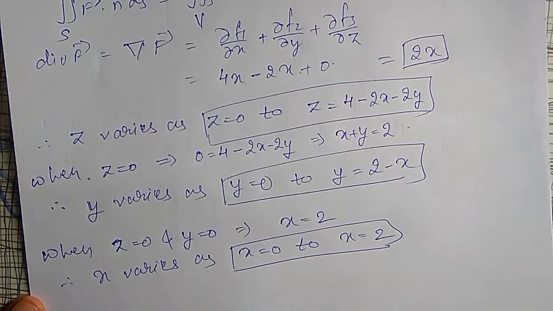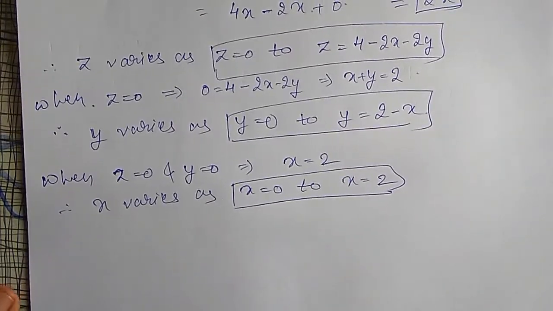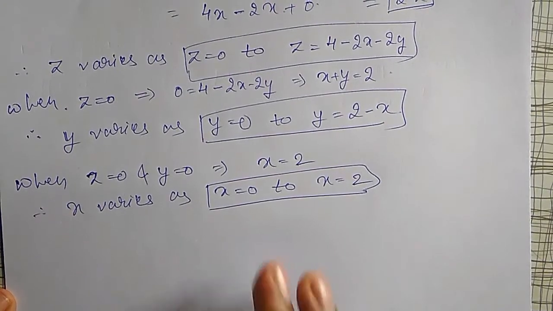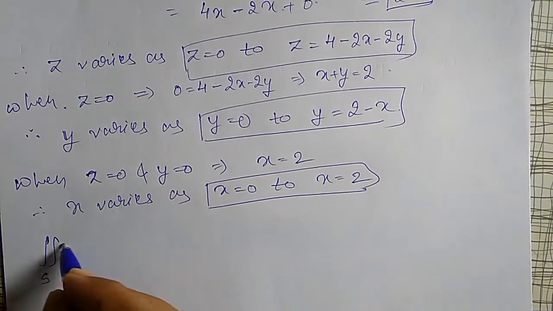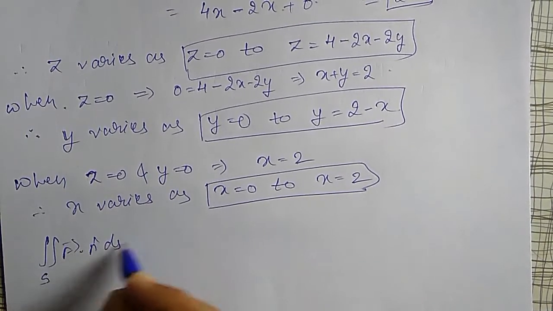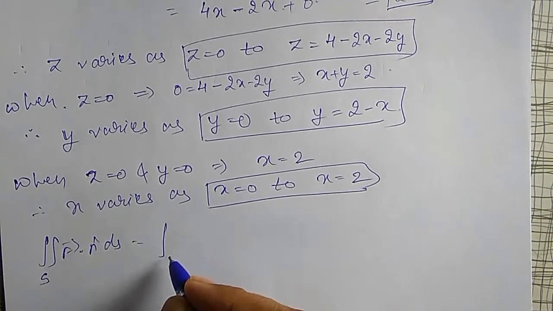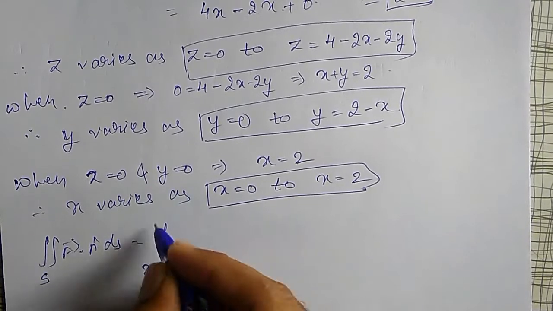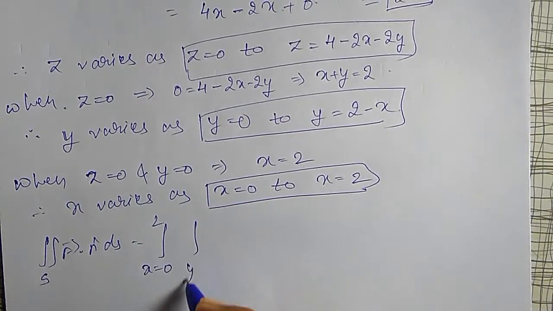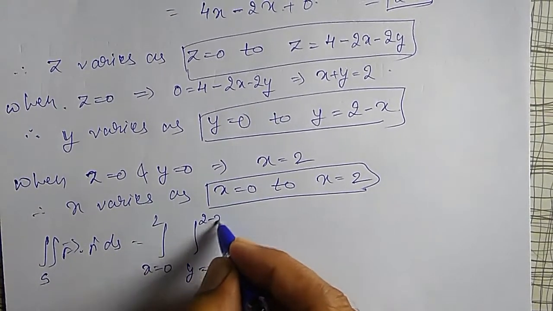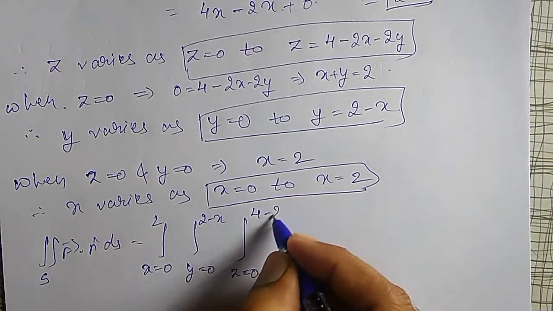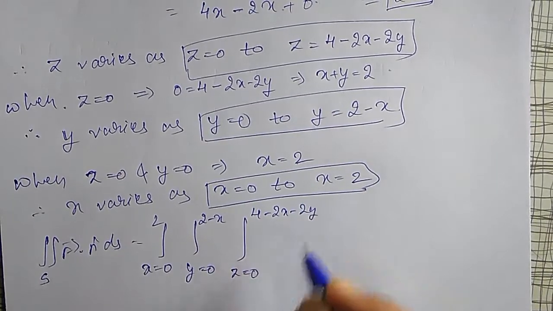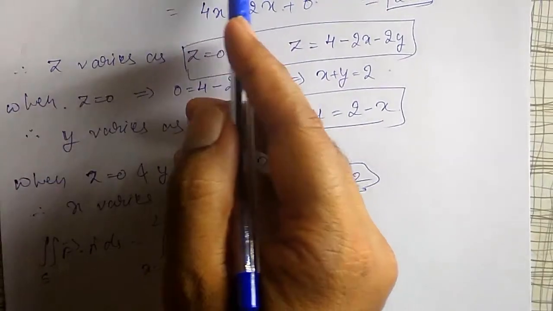Okay, diagrammatically I can explain this, but it will take lengthy. Simple method. Therefore double integration over surface S, f dot n cap ds, is equal to integration from x equal to 0 to 2, y equal to 0 to 2 minus x, z equal to 0 to 4 minus 2x minus 2y, into divergence of f into dv.